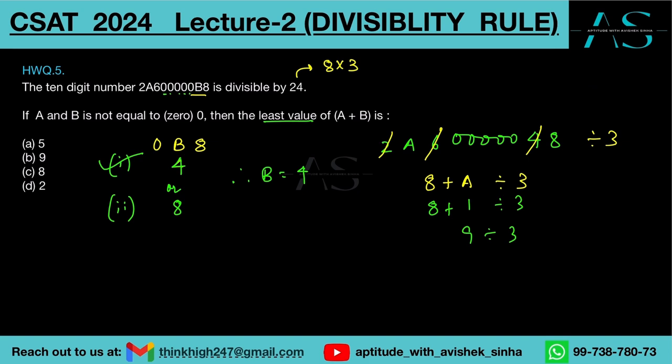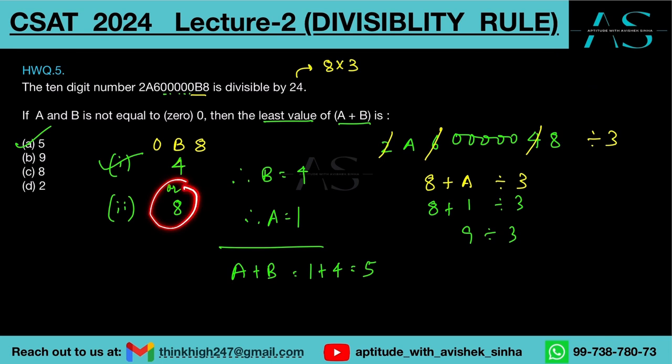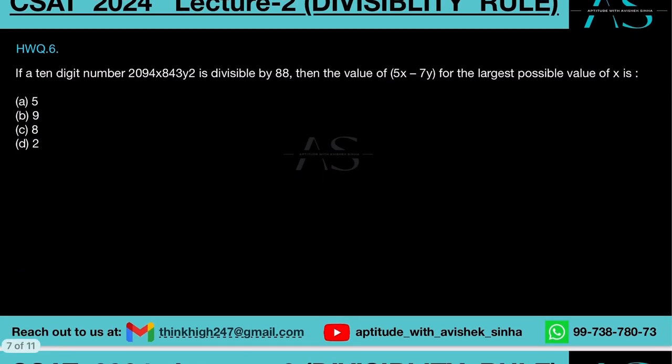So what do we have here? A becomes 1. A plus B, 1 plus 4, which is 5. Option A seems to be the correct fit. How can you eliminate this? Because of this constraint, that is the least value. We are looking out for the least value amongst the following. And that is how we can easily eliminate certain values.